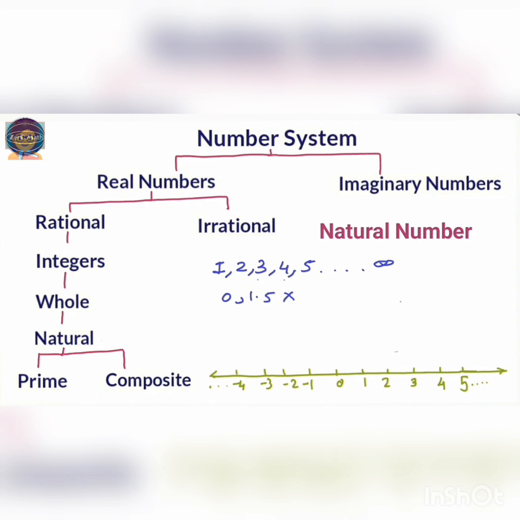Natural numbers are denoted by capital letter N, which is a set of numbers from 1 to infinity. On number scale, you can see all these numbers from 1 to infinity. These are all natural numbers.